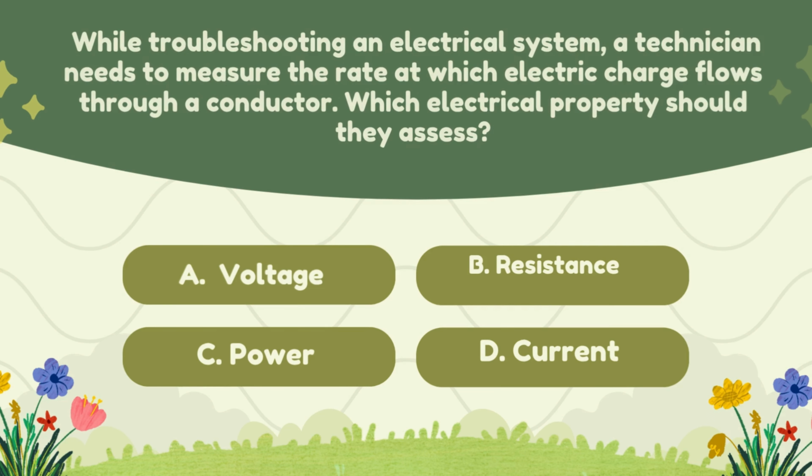While troubleshooting an electrical system, a technician needs to measure the rate at which electric charge flows through a conductor. Which electrical property should they assess? Option A, voltage. Option B, resistance. Option C, power. Option D, current.